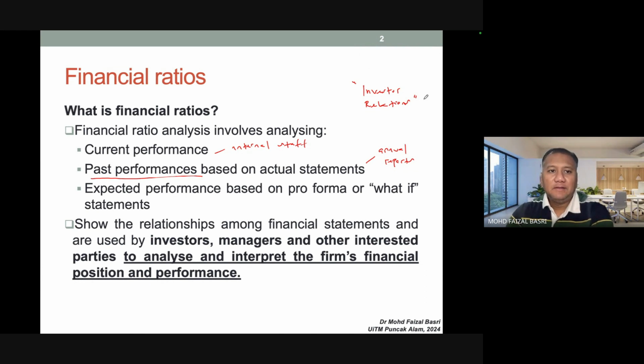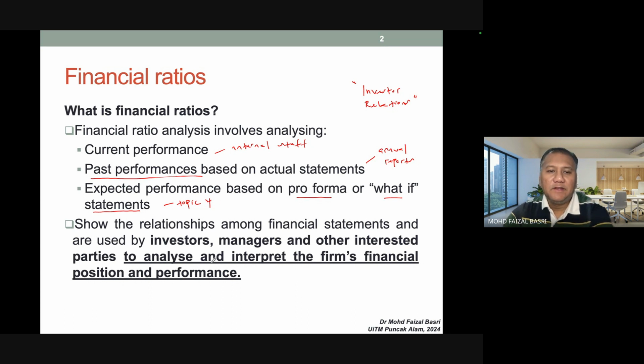And we also might use financial ratio analysis based on expected performance, which is what we call pro forma or what-if statements. For this one we will keep it for topic number 4. We will discuss this in topic 4, when we talk about pro forma, forecasting, and budgeting. All of this we will discuss in topic number 4.